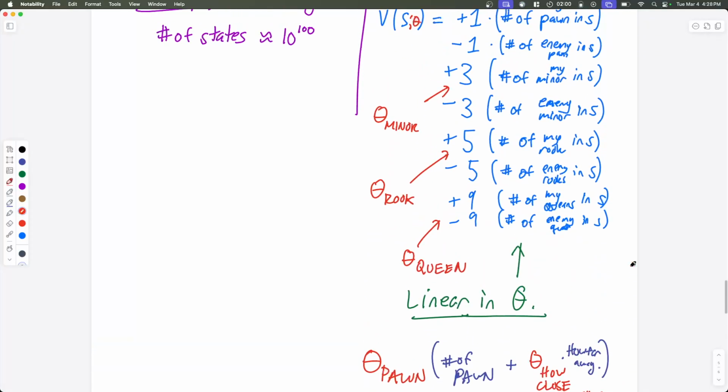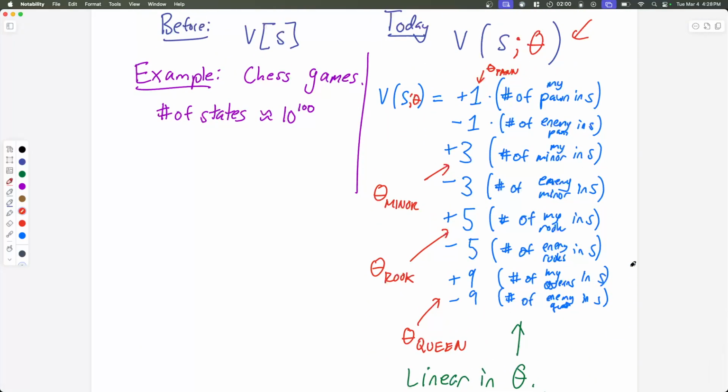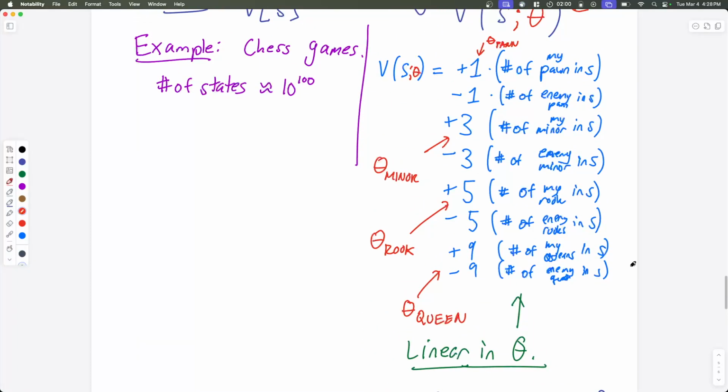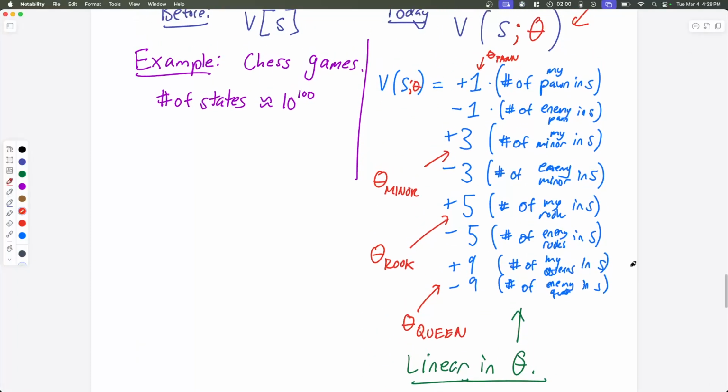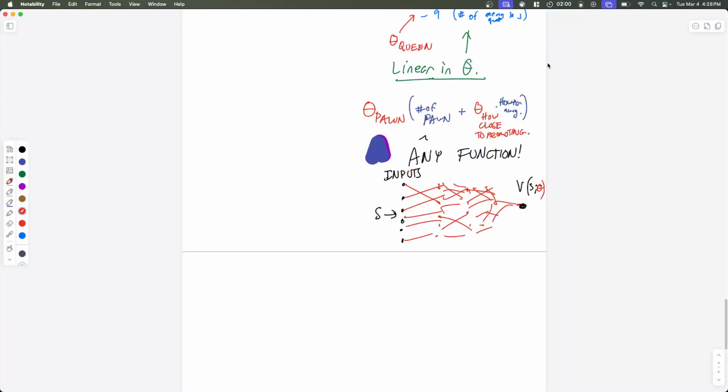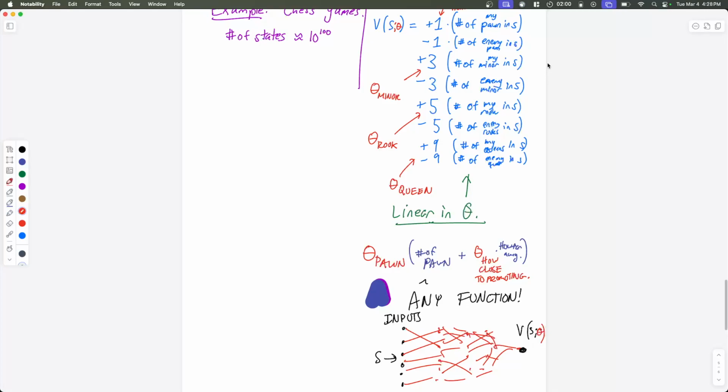This is just to give you an idea of a simple possible function and why it takes us from something that we couldn't possibly learn because there's too many states to something that we can learn because we have a function that applies to all the states. And then the question is just now, can we figure out good parameters that make it work? Great question. Any other questions or comments about this thing?